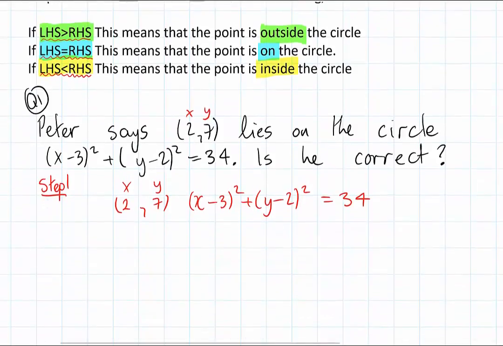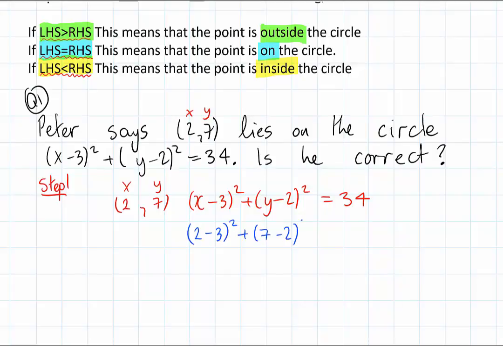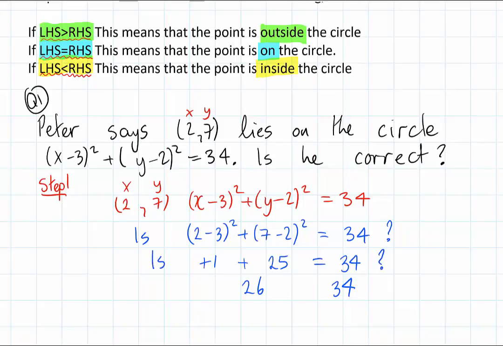So what that looks like then is we have (2 − 3)² + (7 − 2)² = 34. Now mind your square in here. This works out to be plus 1 if you want to do it in your calculator, and this works out to be 25. And over here we have 34, which gives us 26 and 34. So you must make a conclusion here. Now, what I'd be saying here now is, is this equal to 34?